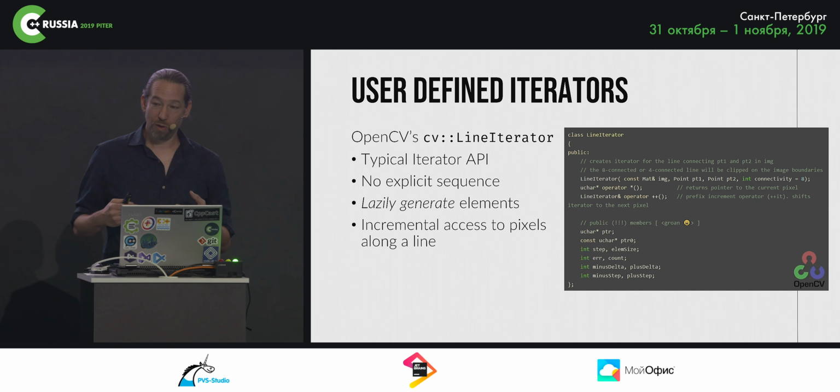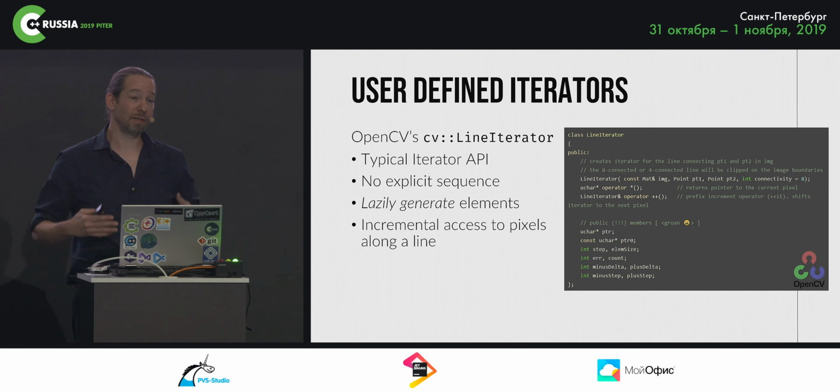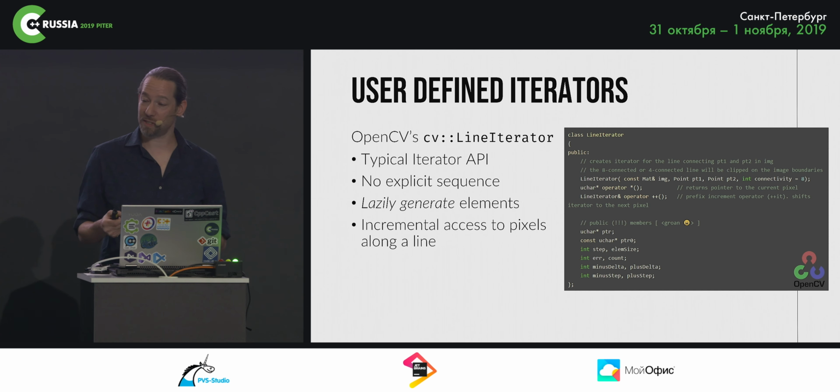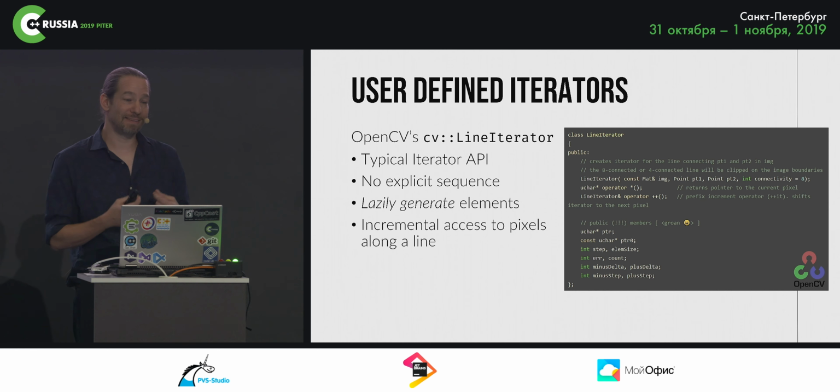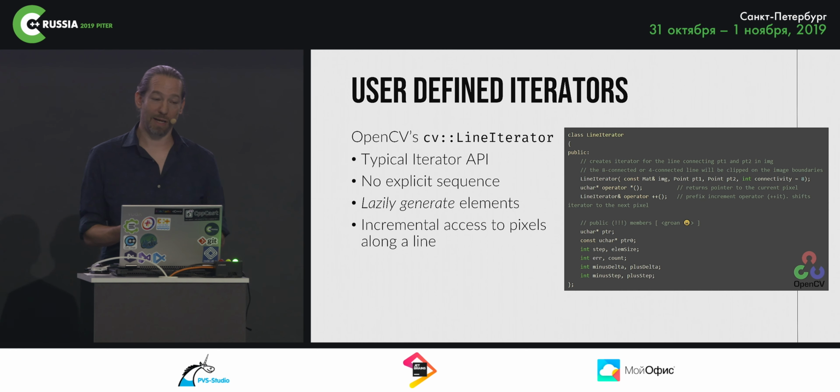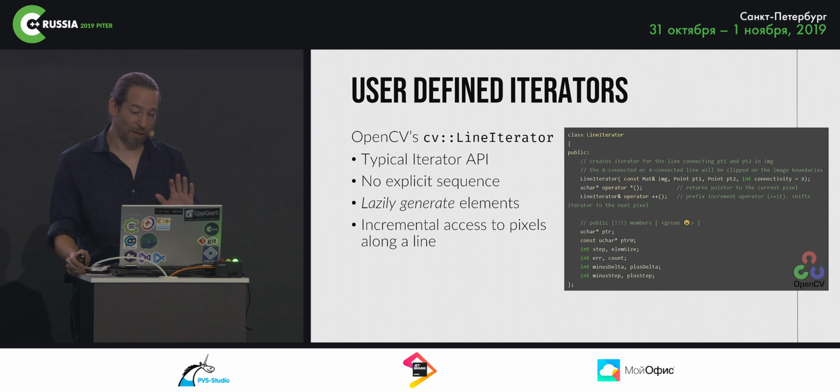There is no explicit underlying sequence. The iterator class, LineIterator, basically computes the next pixel position every time the increment operator is called. So in this sense, it is lazy. There is no underlying sequence. The underlying sequence is computed lazily. And we can get incremental access to the pixels along the line. Now, you can see the API here. I basically copy and pasted. There's a lot of things we can say about this type of class design.